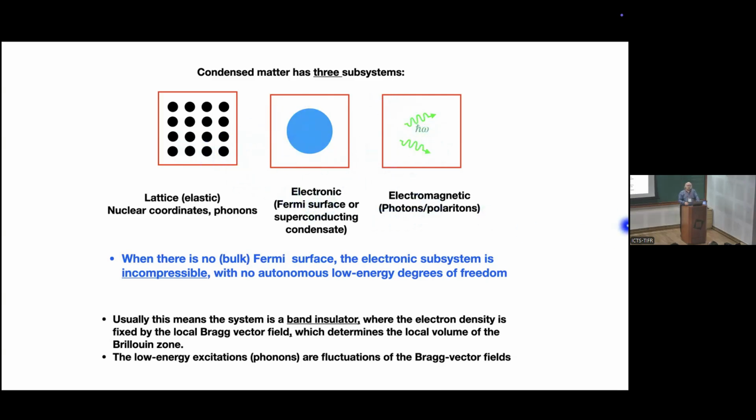So usually if the electron system is incompressible or gapped, it means it's a band insulator. The electrons are owned by the lattice, in which case they have no low energy independent degrees of freedom, and their local density is fixed by the local Bragg vector fields, because in an insulator the density of the electrons is proportional to the volume of the Brillouin zone. So what happens in the quantum Hall effect is some of the electrons are stolen away from the lattice by the electromagnetic field.